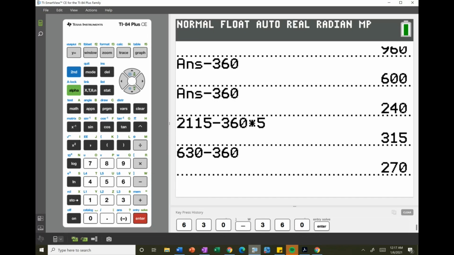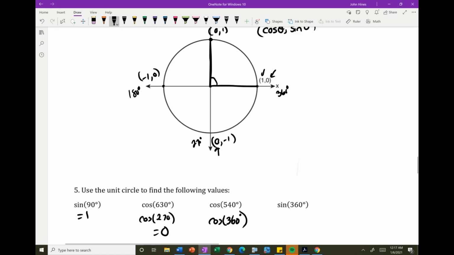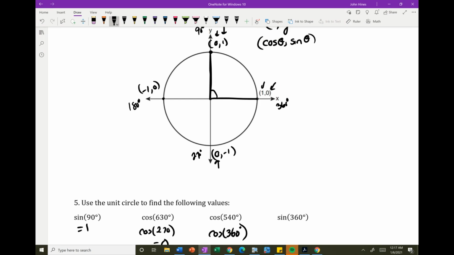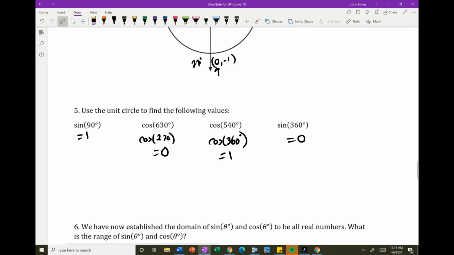540 is too big. So I get 360 degrees. This is the cosine of 360. So 90, 180, 270, 360. Cosine is x, so this value equals the number 1. And finally, the sine of 360, well, we just said it's this point here. The sine of 360 is 0.